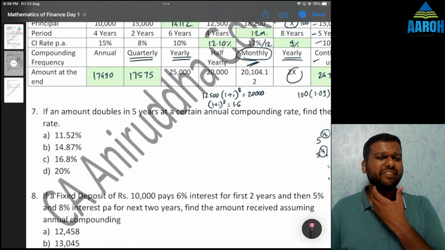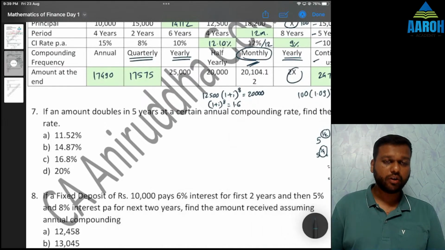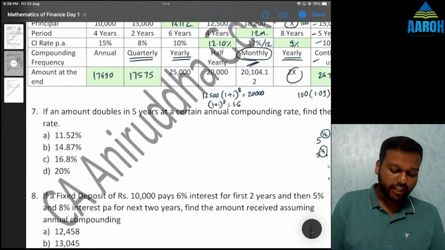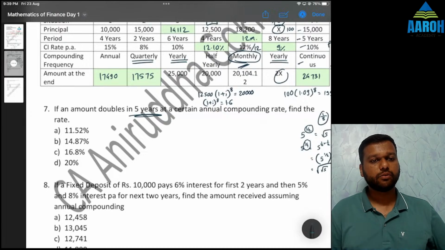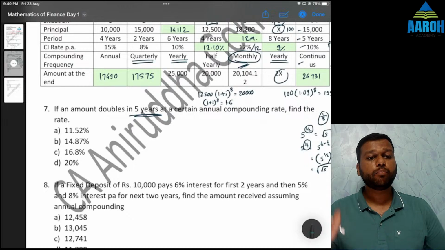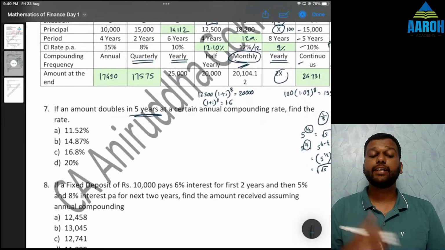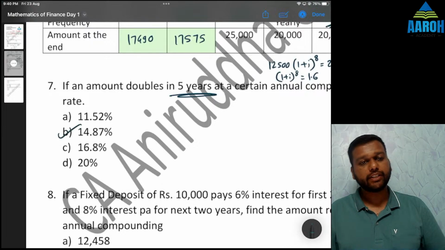7th is easy now, you can just calculate it in 5 seconds. If an amount doubles in 5 years at a certain annual compounding rate, find the rate. So how will we find it? 72 divided by 5, which is 14.4. Like I said, it gives an approximate answer. So what is the closest answer to 14.4? 14.87. So that is the correct answer.